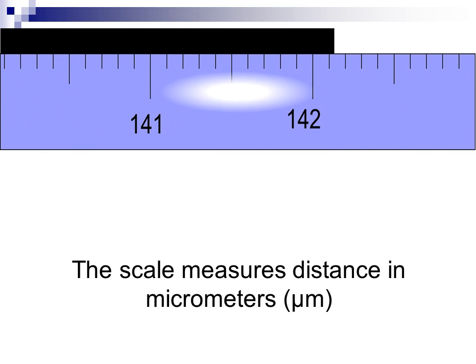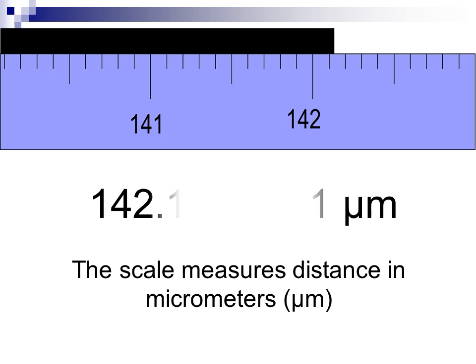Now you try the third scale. Record the length of the black line and state the number of significant figures in the measurement. Now let's check your answer. The scale has calibrated lines to represent the hundredths place, tens place, ones place, and tenths place. Therefore, the estimated digit is in the hundredths place. The length of the black line should have been recorded as 142.13 micrometers. This measurement has 5 sig figs.